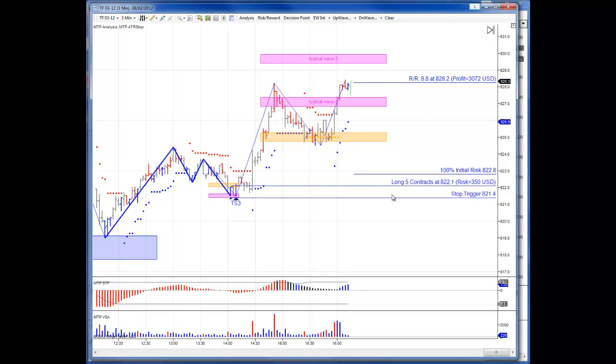Remember, we use correct position sizing to make sure we vary the lots, contracts or shares to keep our initial risk small and under control, in this case less than 2% of a $20,000 account. So that's where position sizing comes in.